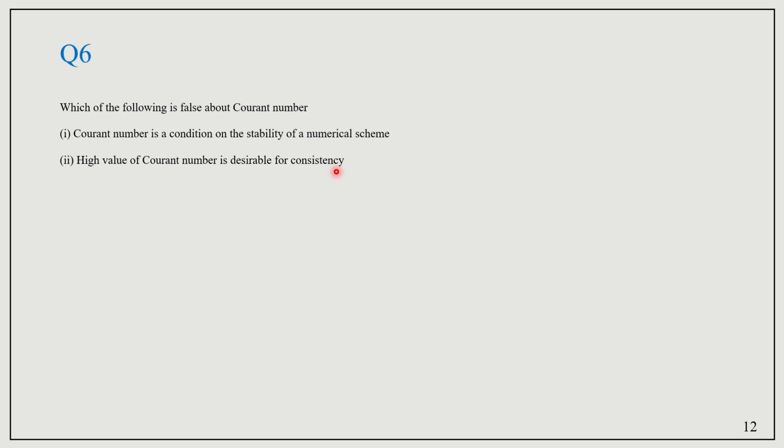Now out of 1 and 2, we know that 1 is true, 2 is false. Now we will see the next statement. Courant number condition does not arise for elliptic problems. So this statement is actually true, because elliptic problems will be of the form delta square u equal to 0.